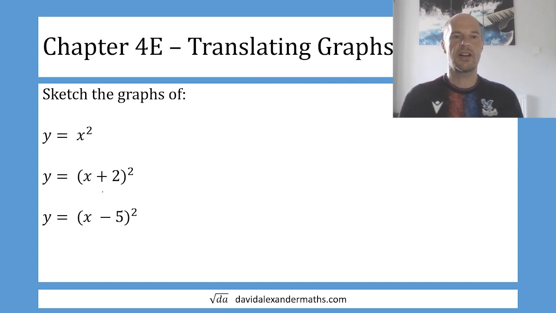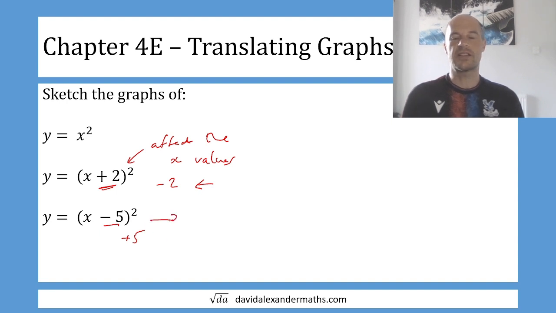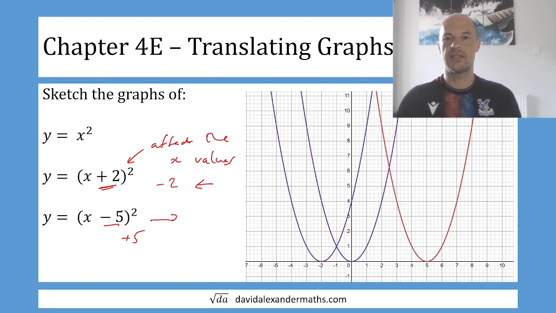Okay, so sketch the graphs of x squared, x plus 2 squared, and x minus 5 squared. So here the transformation is inside the bracket, so that is going to affect the x values. And remember, if it's inside the bracket and it affects the x values, we do the opposite of what it says. So we're going to subtract 2 from all the x values. For this one here, we're going to be adding 5 to the x values. So this means the x squared graph will move to the left 2 units, whereas this one here will move to the right 5 units, as you'll see in this image here.